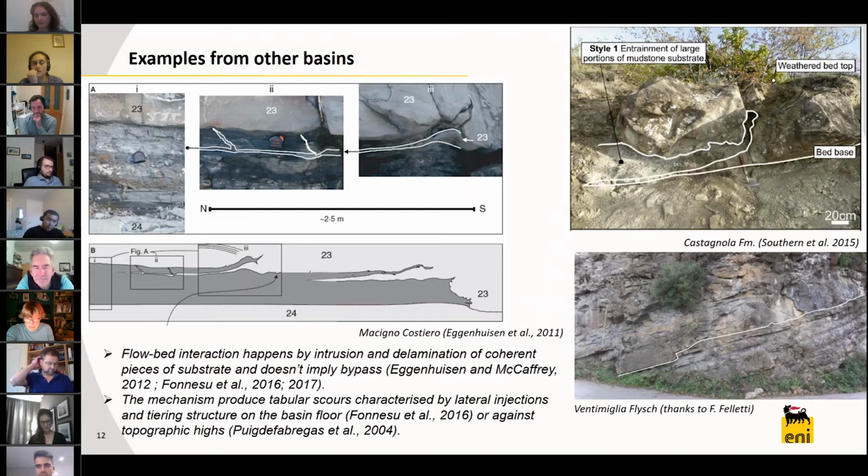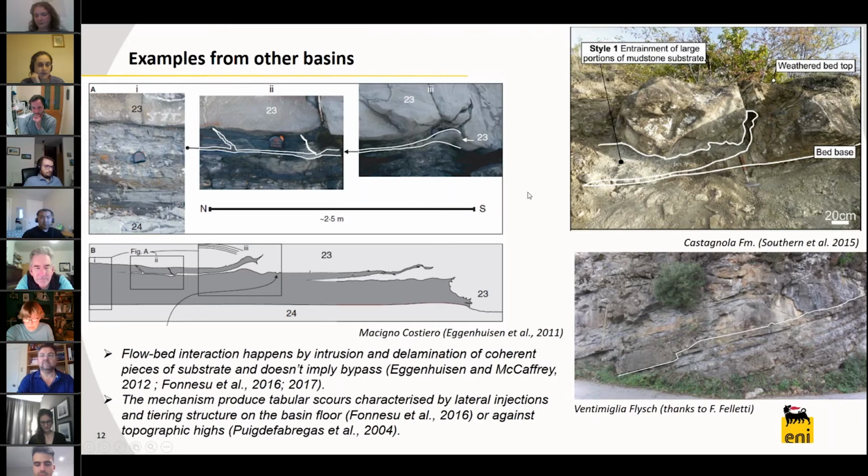These features are not unique to the Gottero, but are really commonplace in many deep-water successions, especially associated with clast-rich hybrid beds. This flow-bed interaction happens by intrusion and delamination of cohesive pieces of substrate and doesn't imply bypass. The mechanism is able to produce these large tabular scours, and is particularly common on basin floors or against topographic highs. It was very nicely depicted by Prather, Fagerbas et al.